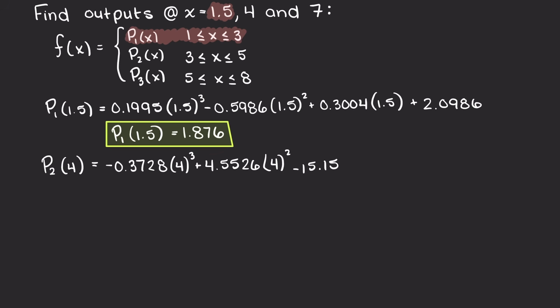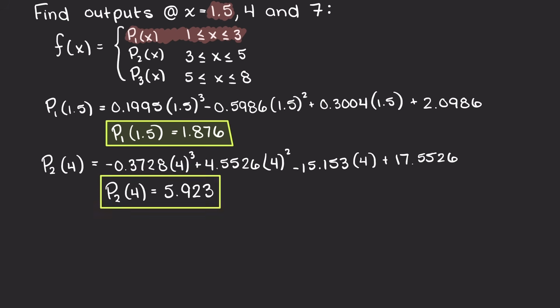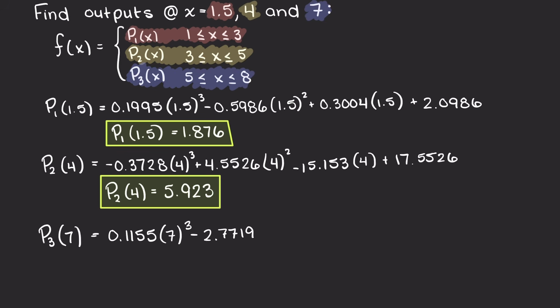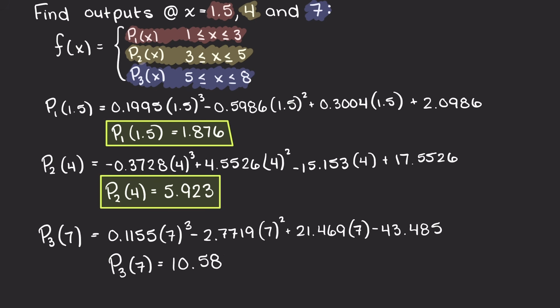Secondly, for an input of 4, it falls on our second interpolating polynomial, which has an output of 5.9. Lastly, for our input of 7, we will use our third and final interpolating polynomial. This results in an output of 10.58, and we have now answered all the questions that we are being asked.